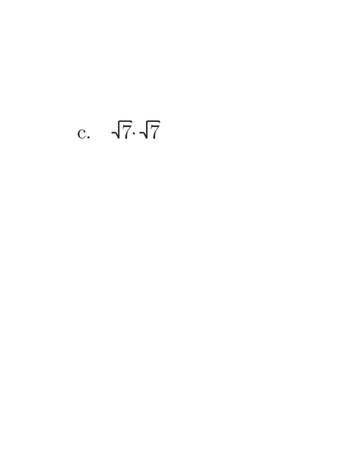Let's come down to example C. We have the square root of 7 times the square root of 7. If I multiply my insides, I get the square root of 49. Now 49 is a perfect square, so I can simplify this. The square root of 49 is 7.